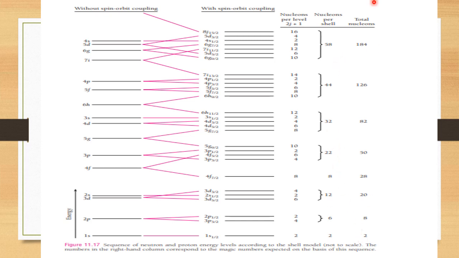Now we take the total nucleons up to that shell. The first shell has 2 nucleons. Up to the second shell there are 8 nucleons. Up to the third shell there are 20, then 28, 50. So these are the filled levels. These are the filled nuclear shells. So this spin orbit interaction accounts for the explanation of magic numbers.